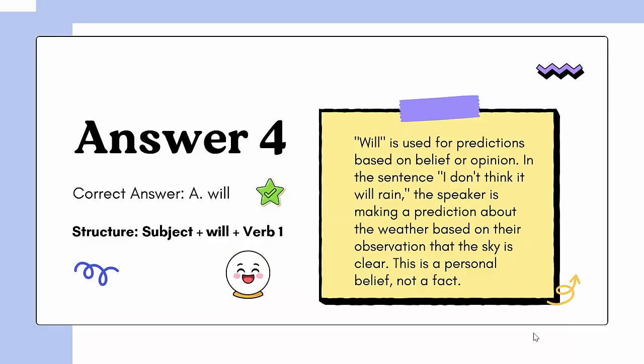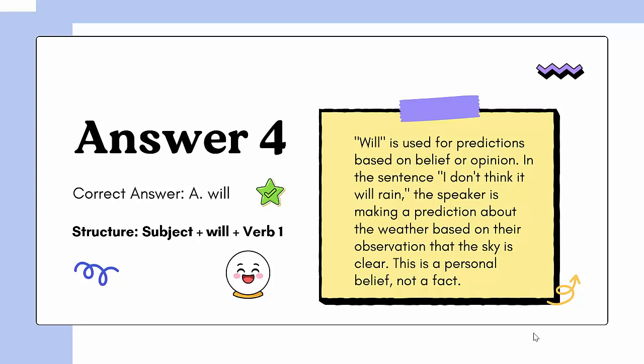The answer is A. Will. Structure: subject plus will plus verb 1. Explanation: will is used for predictions based on belief or opinion. In the sentence I don't think it will rain, the speaker is making a prediction about the weather based on their observation that the sky is clear. This is a personal belief or a fact.